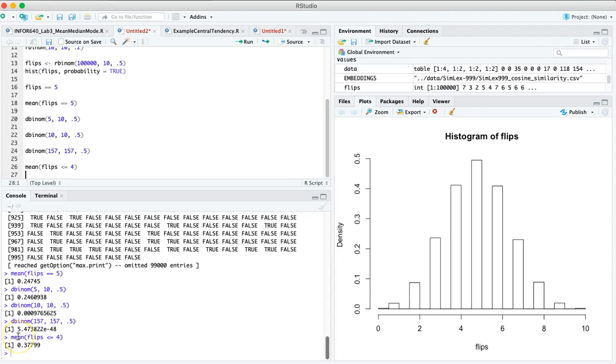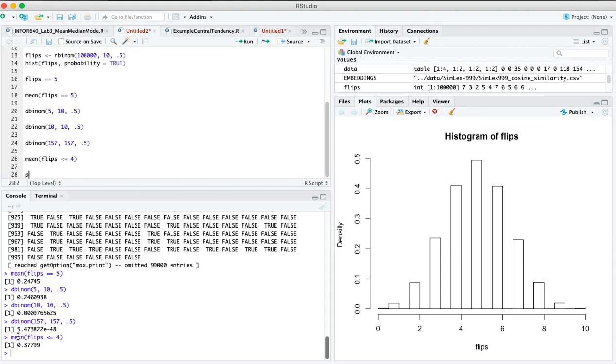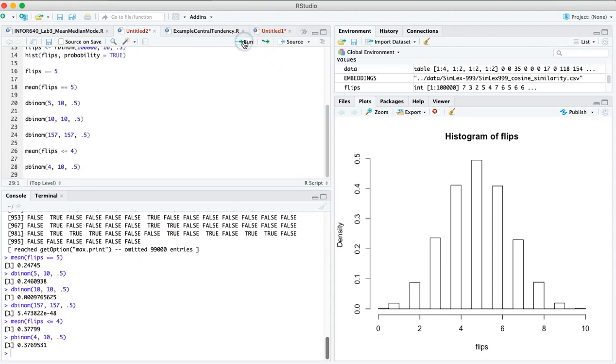As you might expect, R has a very useful way to calculate this as well, and it's pbinom. So we'll go ahead and type pbinom here, and we will pass it a 4. So we want to know 4 favorable outcomes out of 10 flips of a fair coin. So we can go ahead and run that.